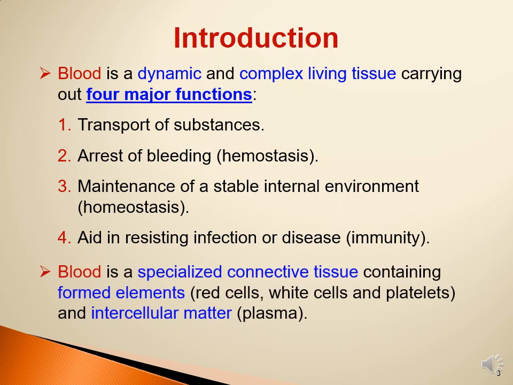The blood is a specialized connective tissue containing formed elements like red blood cells, white blood cells, and platelets, and intercellular matter or extracellular fluid that is contained inside the blood vessels and heart, or inside the cardiovascular system, and this intercellular fluid is also called plasma.